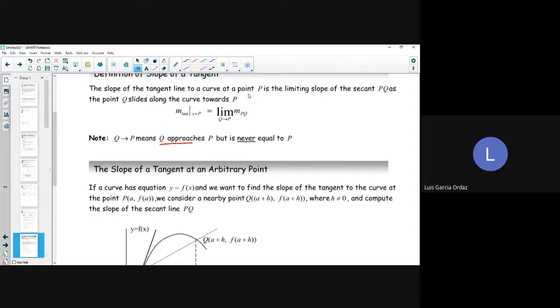Although we may have a graph or a curve, let's just say we have this curve over here. P may be over here. This is our original point. Q might be as close to P as possible, but it will never touch it, because that defeats the purpose of a tangent. It can get as close as possible, but it's never going to touch it. Q never touches P.